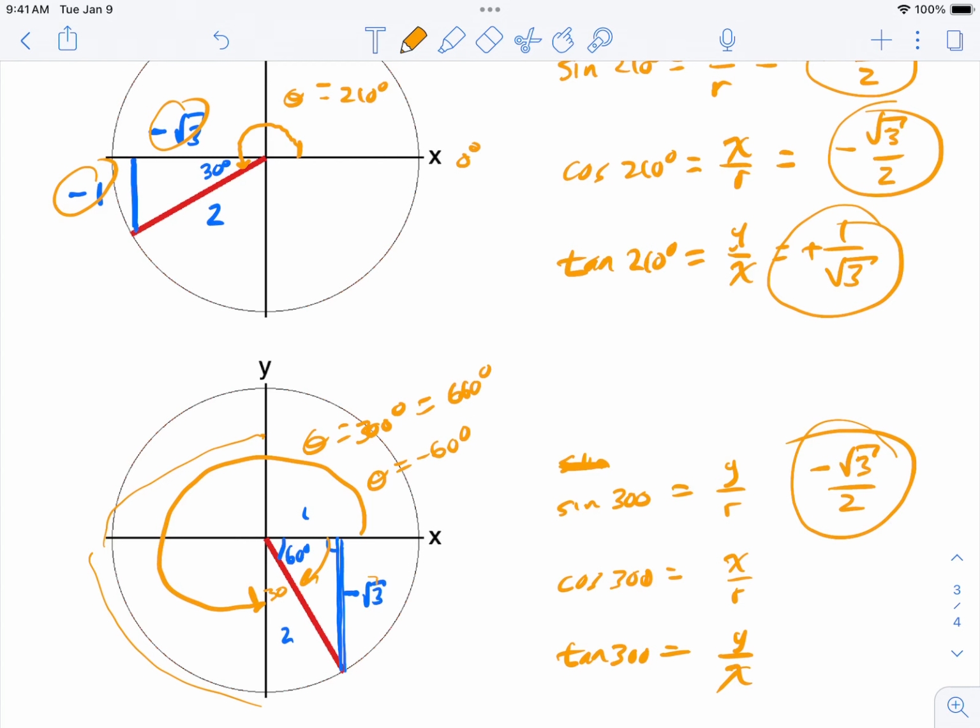Cosine is x over r. That's this over this. It's a positive 1/2. And then the tangent is going to be y over x. That's the y, that's the x. It's a negative root 3 over 1, which is just a negative root 3. There we go.